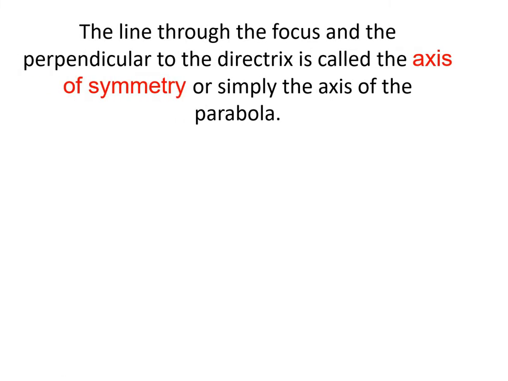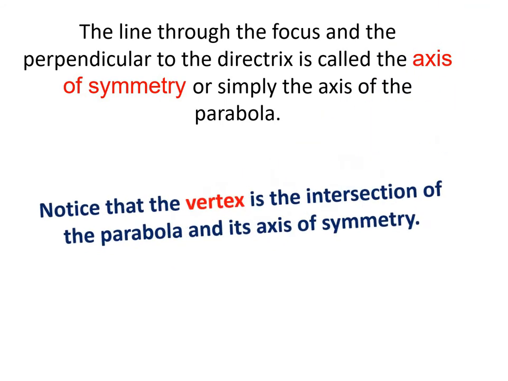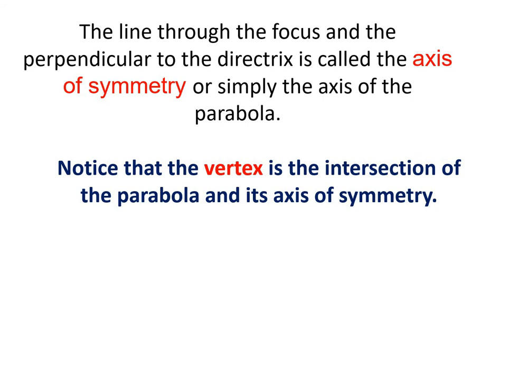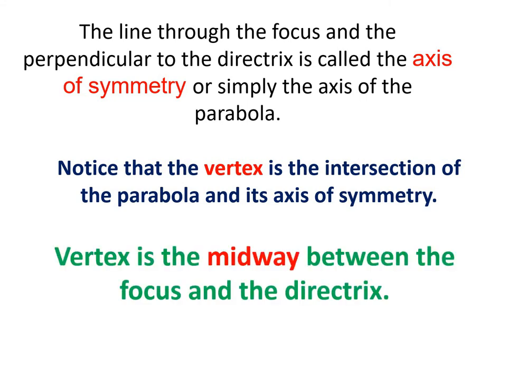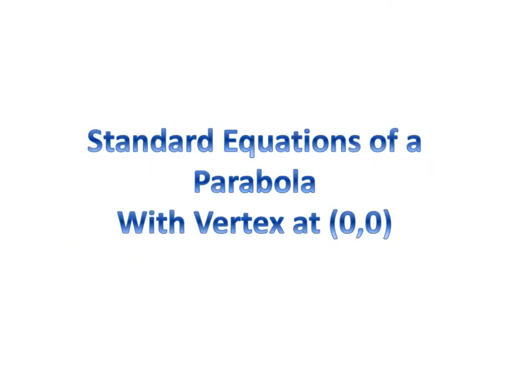Okay, the line through the focus and perpendicular to the directrix is called the axis of symmetry, or simply the axis of the parabola. Notice that the vertex is the intersection of the parabola and its axis of symmetry. Therefore, the vertex is midway between the focus and the directrix. So let's have first the standard equations of parabola with vertex at (0, 0).